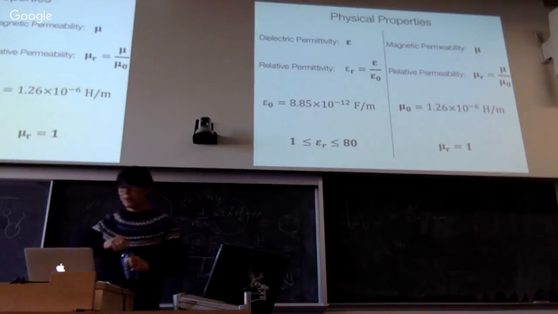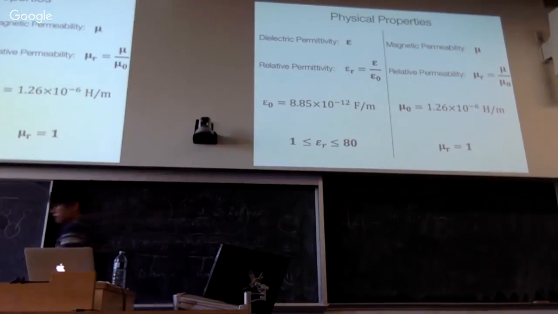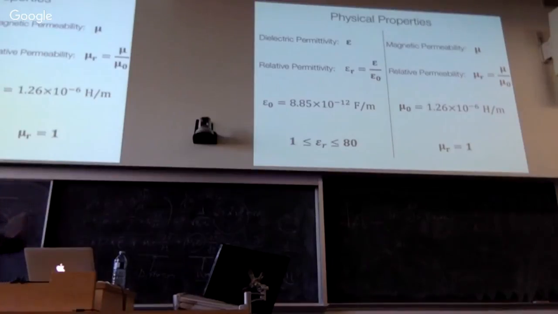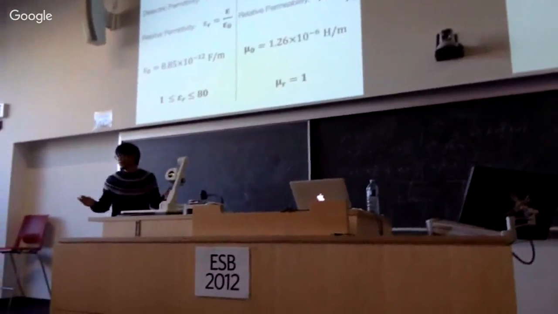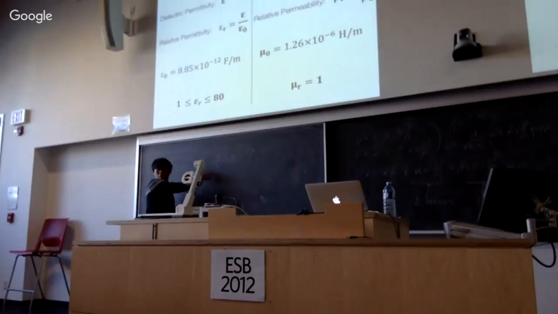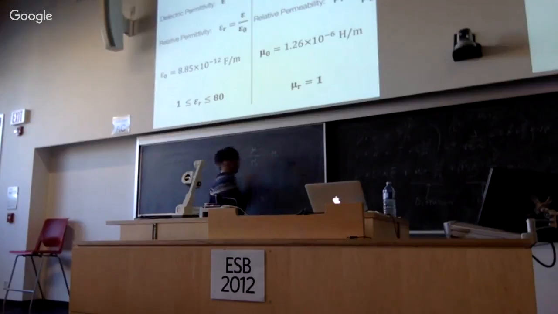So I'm going to just introduce a couple of terminologies. Epsilon is the dielectric permittivity, and if you look at this number, it's kind of complicated, 8.854 times 10 to the minus 12. So we're going to define a simpler value by using a ratio between the actual dielectric permittivity divided by epsilon naught, which is in the vacuum state. So that's the relative permittivity. Okay? That's how we're going to do it. Same as mu, magnetic permeability, divided by mu naught. That's mu. Okay? So that's a definition.